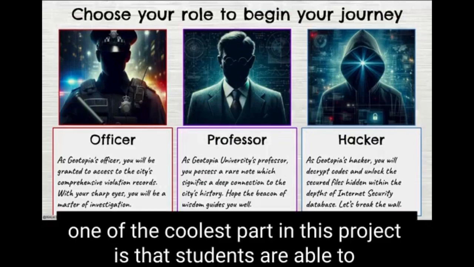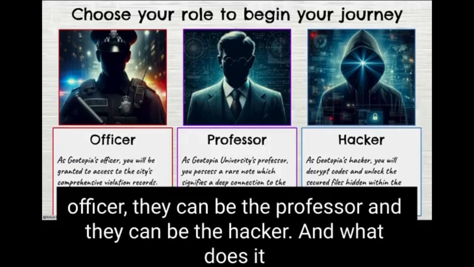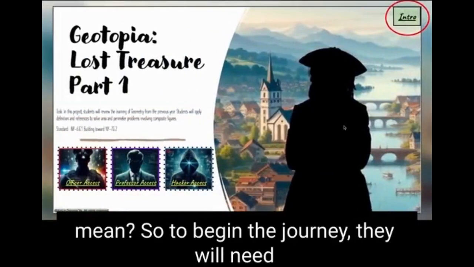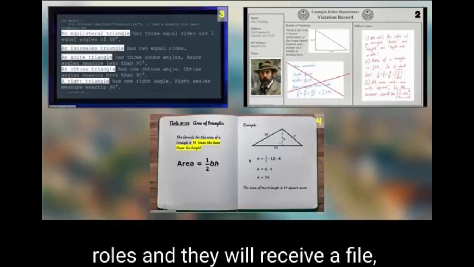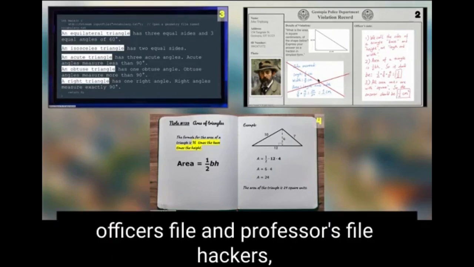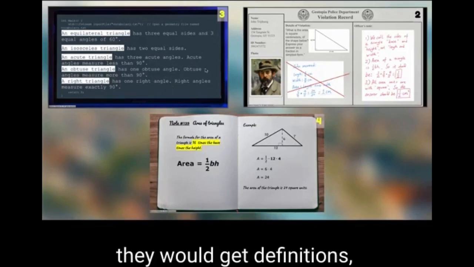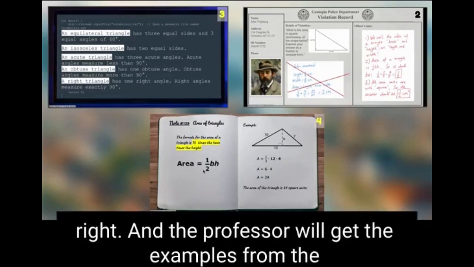One of the coolest parts in this project is that students are able to choose their own role from these 3. They can be the officer, the professor, or the hacker. What does it mean? To begin the journey, the students will need to choose one of the roles, and they will receive a file: the hacker's file, the officer's file, or the professor's file. Hackers will get definitions. Officers will get error analysis. And the professor will get the examples from the textbooks.